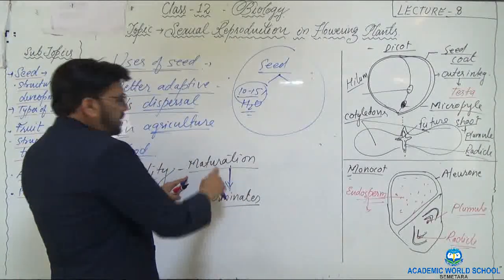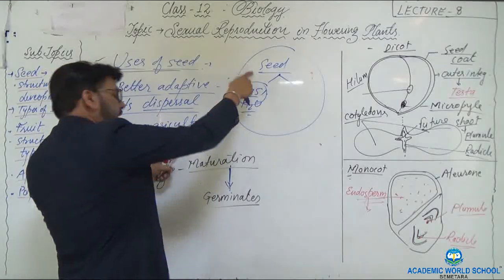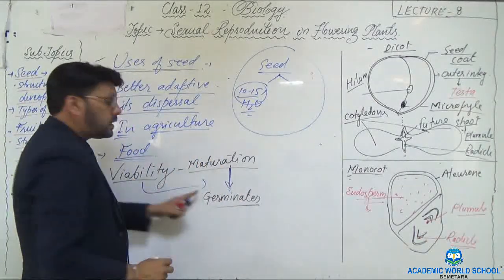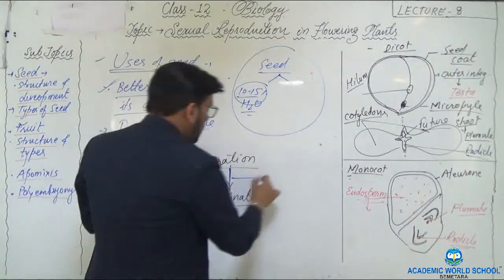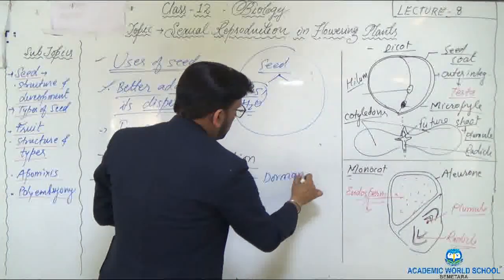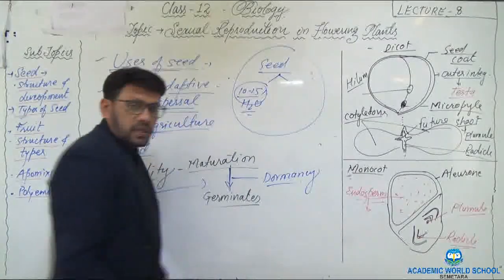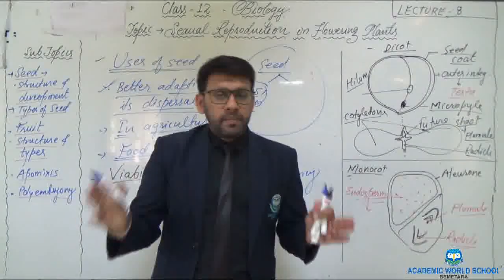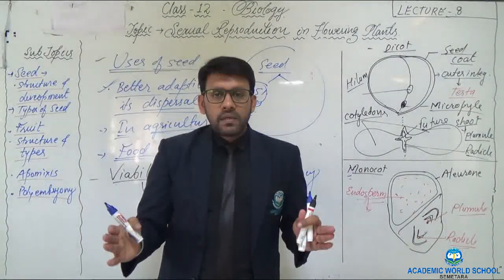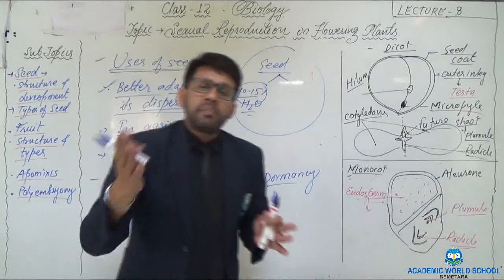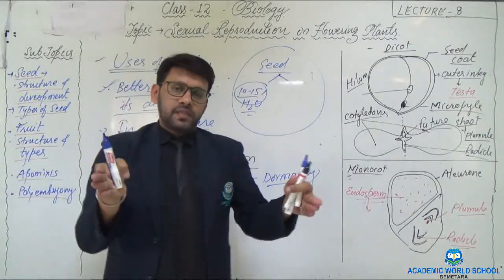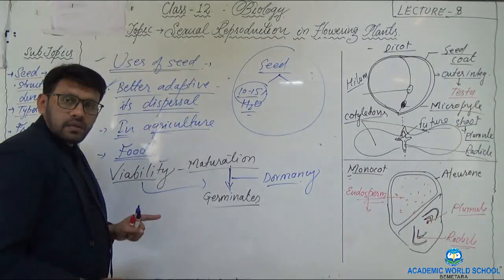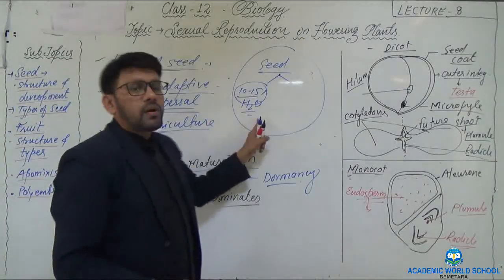So, this time period from the maturation of the seed till it germinates, we call the dormancy period. That I already told you. What do we call? Dormancy period. It means during this time only the seed is viable. Viable means it can be grown between this time. If it loses its viability, these seeds cannot germinate.